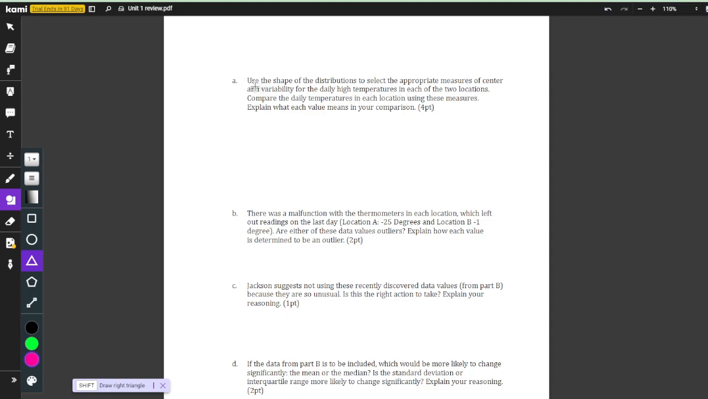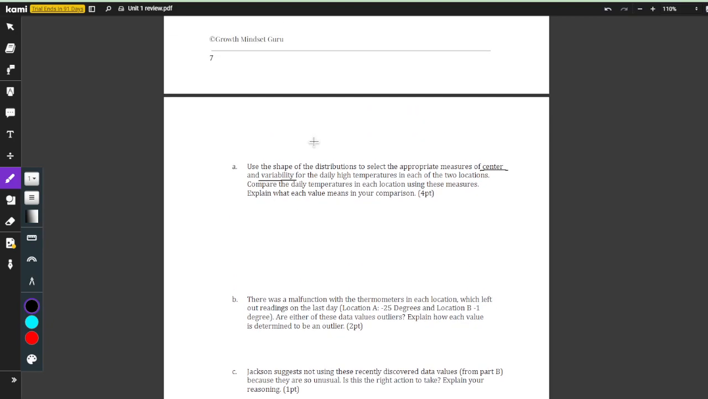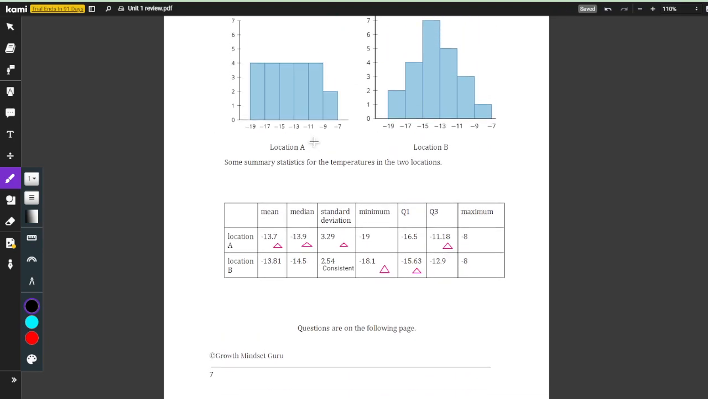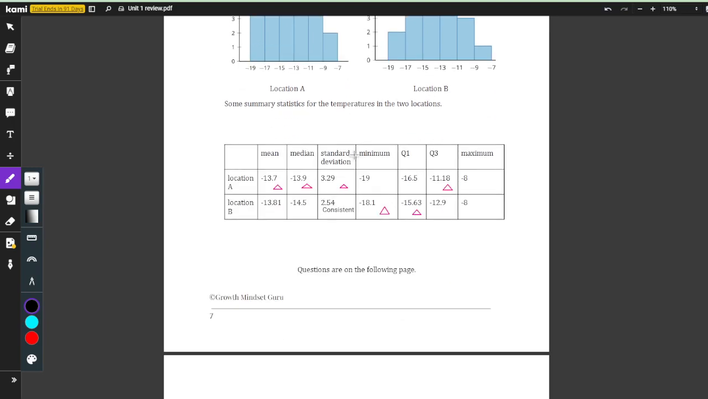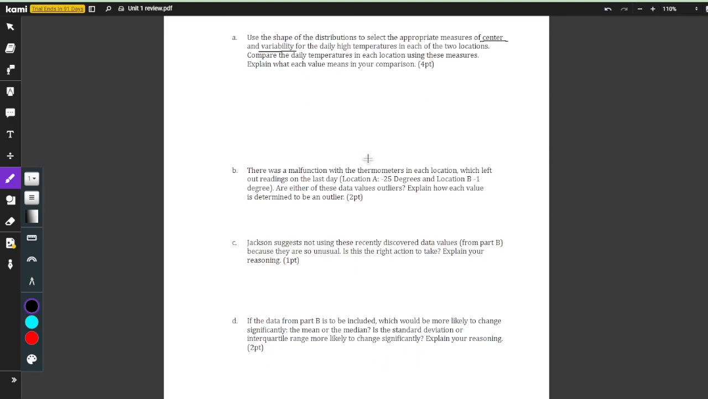First of all, use the shape of the distribution to select the appropriate center and variability. So we're going to answer this one. Let's go back to pen. We're going to look for the center and the variability. In this case, they're fairly symmetric, except for this one, which kind of dipped down, but it's fairly symmetric. Because of its symmetry, we talked about this in class, and we're going to write the note out.